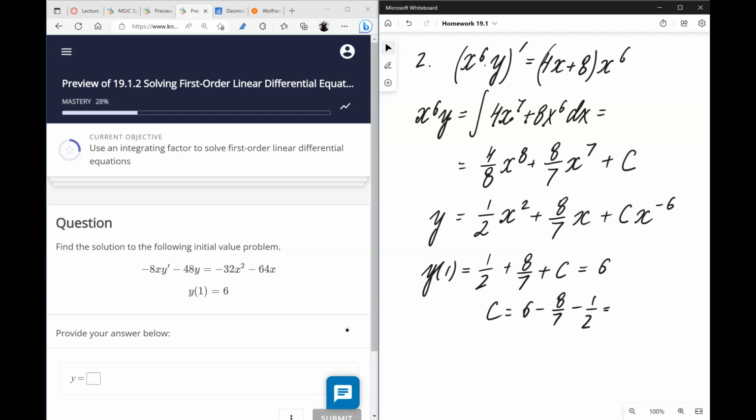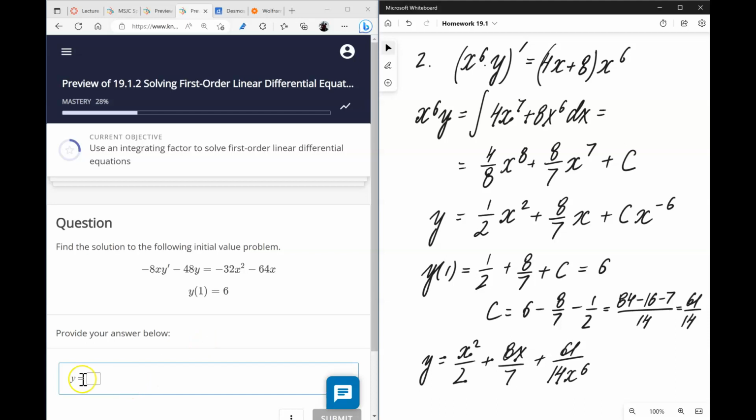So I guess common denominator is 14. 14 times 6 is 84. Minus 16 minus 7. 84 minus 23 is 61. So 61 over 14. So the final answer is x squared over 2 plus 8x over 7 plus 61 over 14x to the power 6.